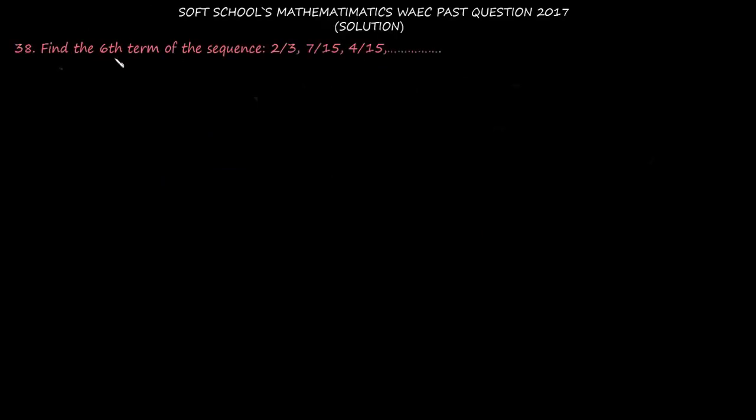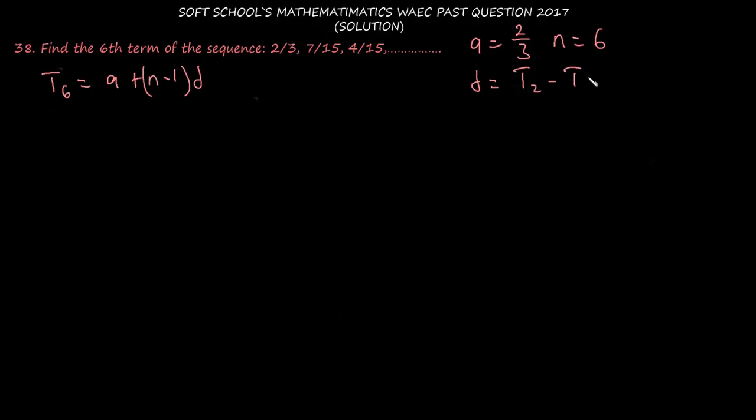Question 38. Find the sixth term of the sequence 2 over 3, 7 over 15. First we need to find our A. This is the formula: T6 is equal to A plus n minus 1 times D. Our A is the first term, which is 2 over 3. Our n is equal to 6, and our D is equal to T2 minus T1. Our T2 is 7 over 15 minus 2 over 3.